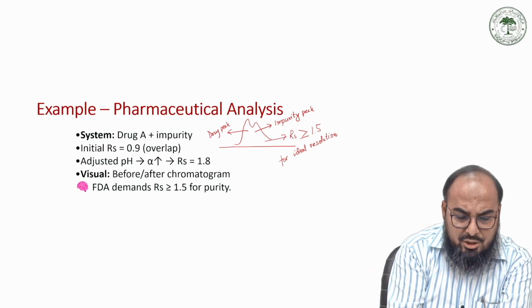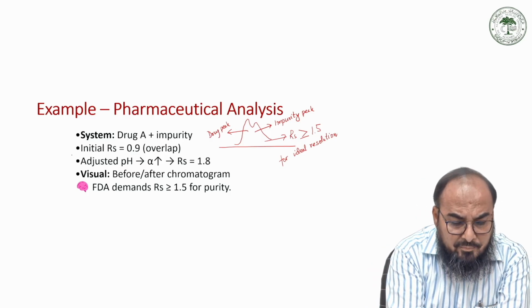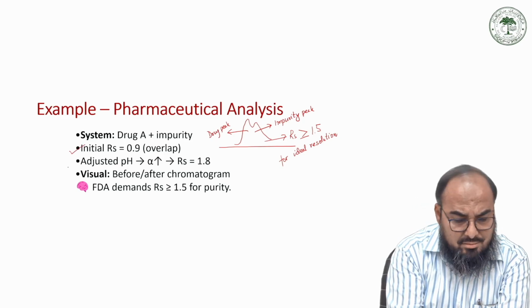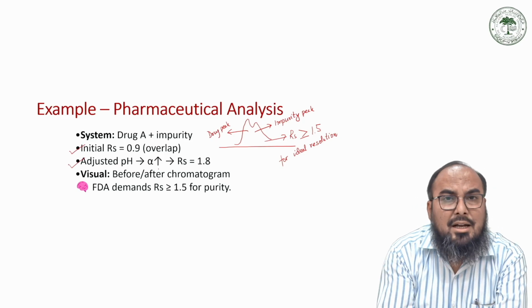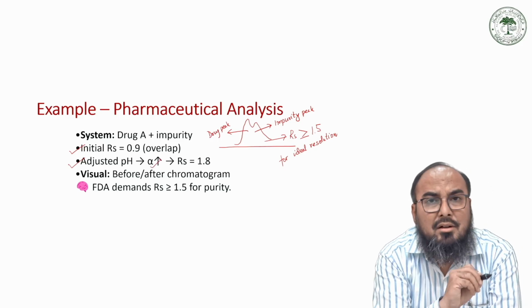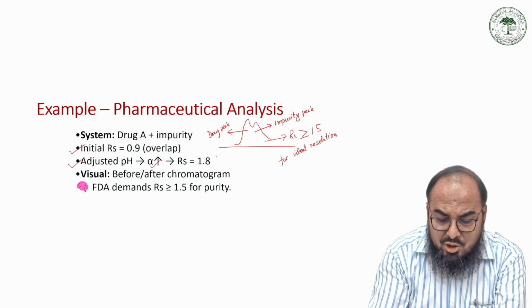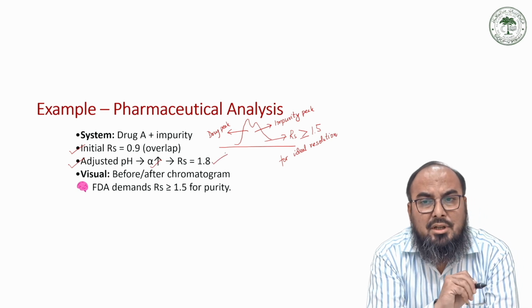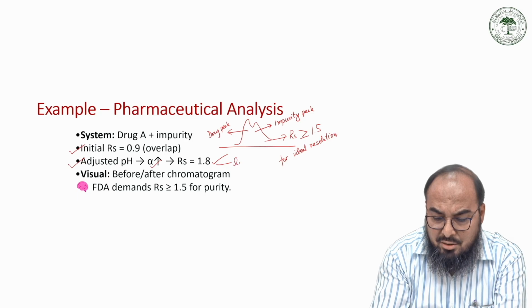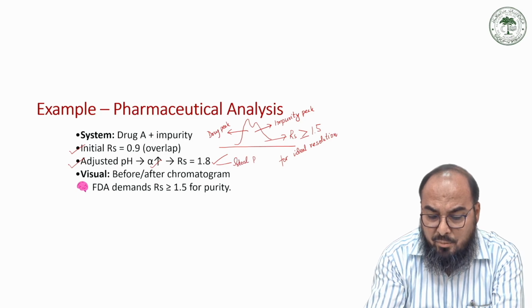We have already dwelled on it. So initially, if you get an overlapping peak, then you have to adjust. Sometimes you can adjust the pH, and adjusting the pH can lead to an increase in the alpha, and that actually increases the RS value. Here it is 1.8. That 1.8 is actually an ideal resolution, that is, ideal peaks are obtained.